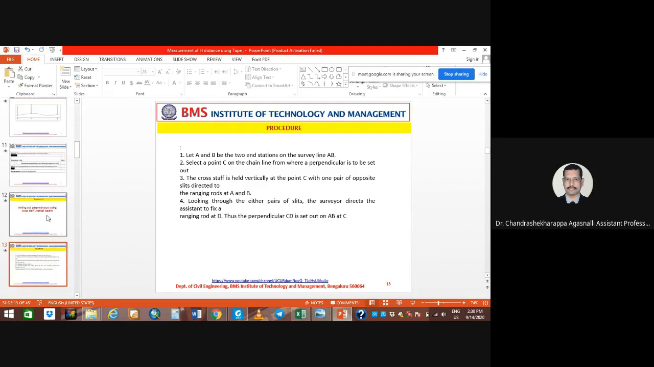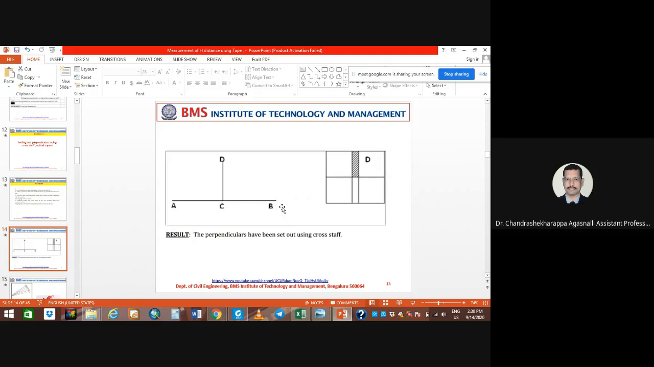Right, here is the icon. You can see this, it's a very simple one actually, not very complicated. There is the perpendicular. This is your line AB, these are the two points A and B, and here you have to establish the point C. From here you can establish the grid.